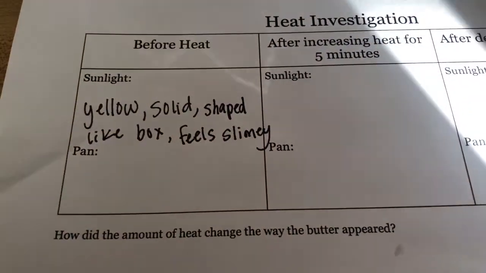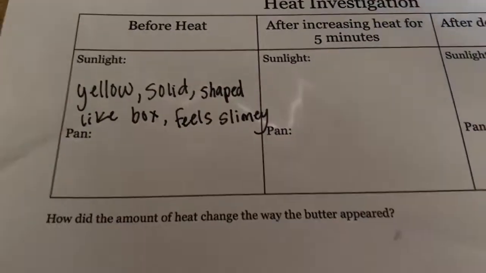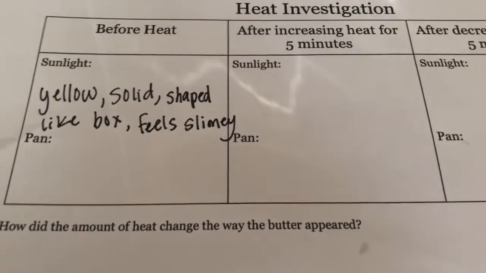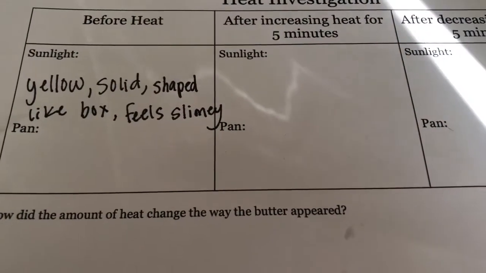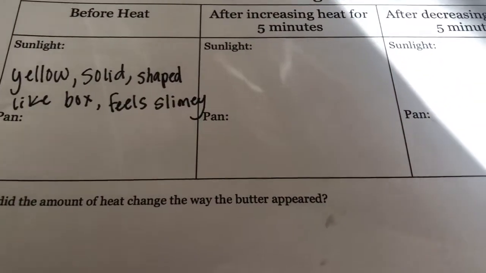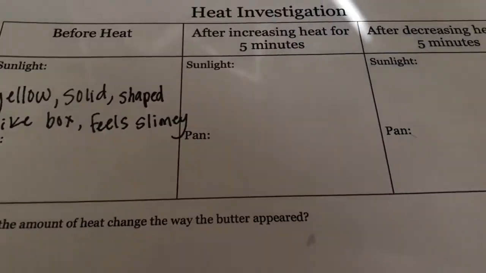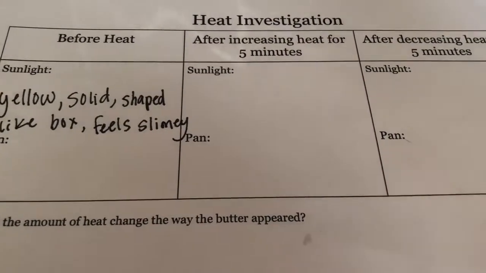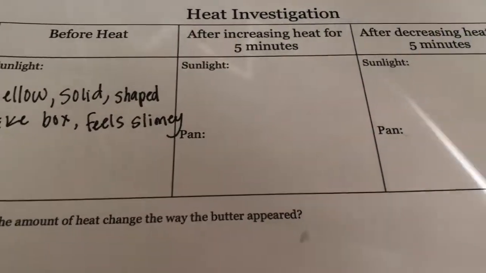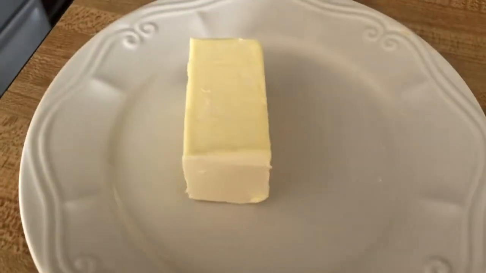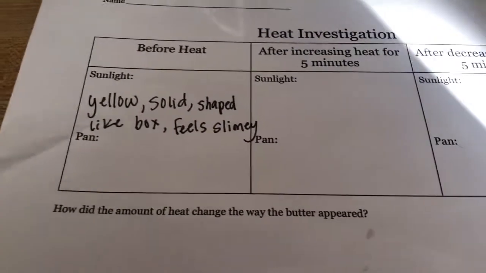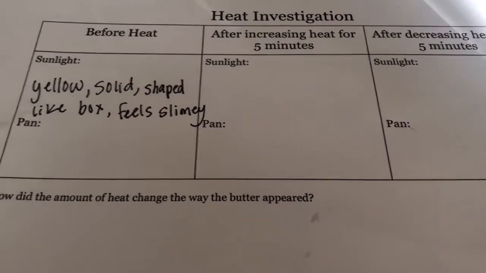Right, now that I've put down my observations before I increase the heat energy, I'm ready to take this butter outside and let it sit in the sun for 5 minutes. And then I'm also ready to put it in a pan and see what happens after 5 minutes of adding heat from the sun and also heat from the pan. So that's what I'm going to do now. And I'll be back in about 5 minutes and we'll look at how the butter changes from this shape and see what change the sunlight and what change the pan adds to it as well.